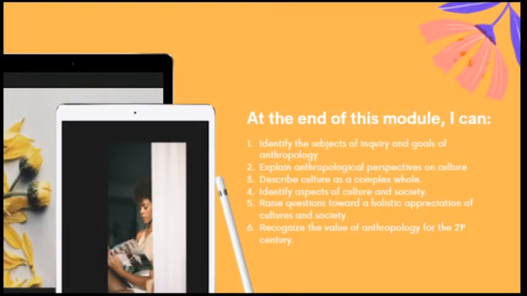At the end of this lesson, the students are expected to identify the subject of the inquiry and goals of anthropology. You can also explain the anthropological perspective of culture and describe culture as a complex whole. You can also identify the aspects of culture and society, raise questions toward the holistic appreciation of cultures and societies. And lastly, at the end of this module, you can also recognize the value of anthropology for the 21st century.